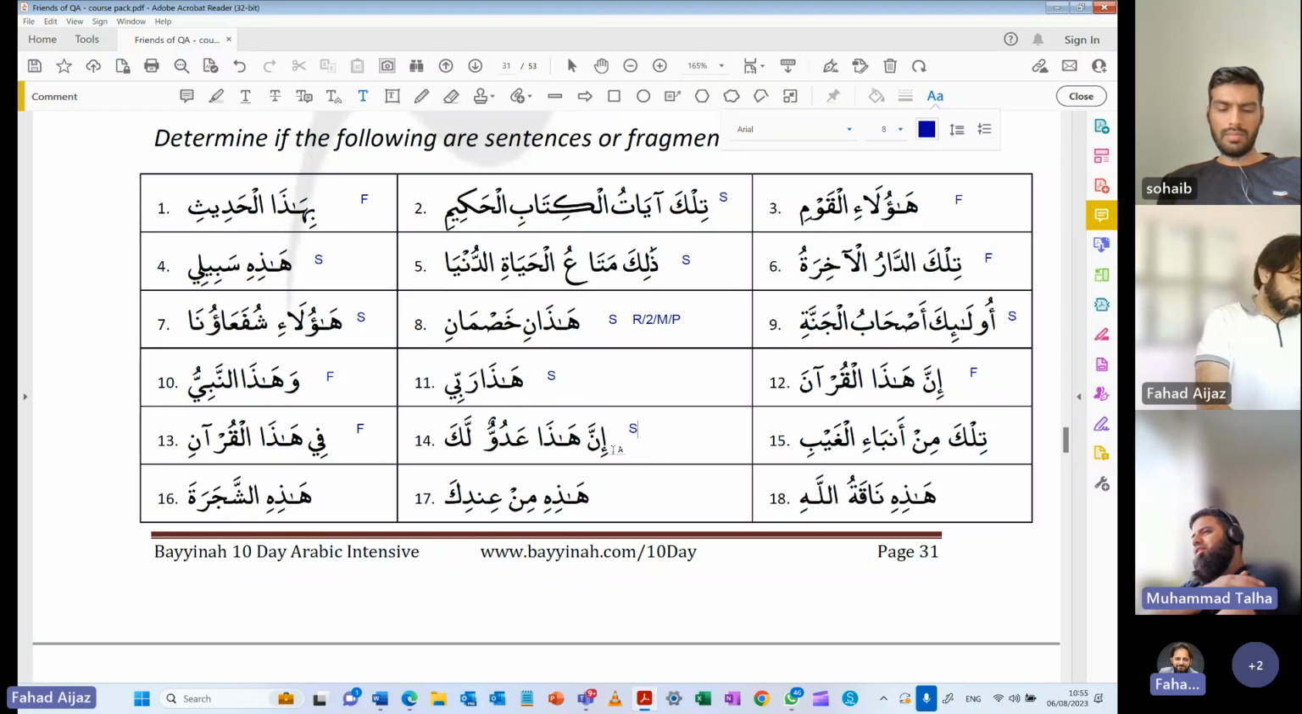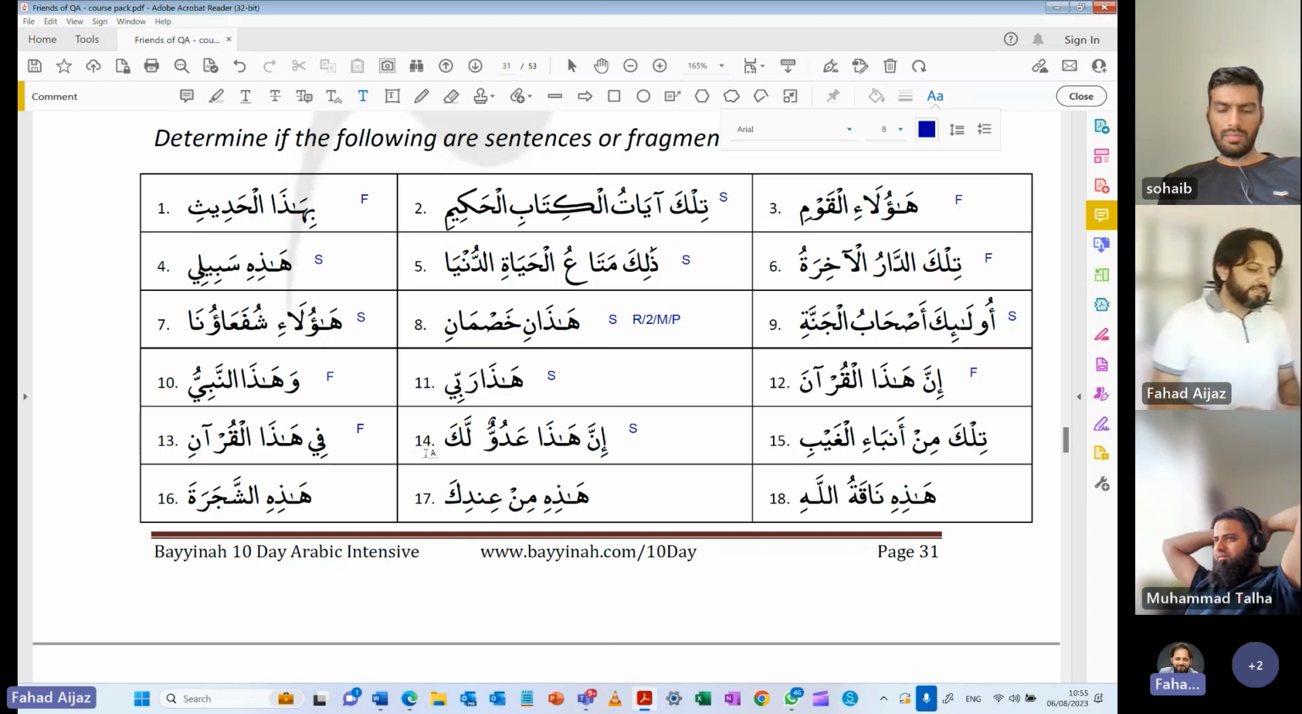Lam is a harf of jar, as well. Half of not this is your enemy, Waqas bhai. Lam is a harf of jar, and your enemy would be an idafa, yeah. This is jar majroor.